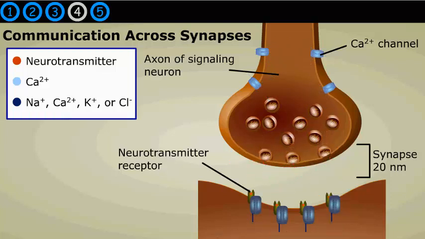Neurotransmitters diffuse across the narrow synaptic space and bind to receptors on the target cell. These receptors are ion gates that are ligand-controlled. When bound to their specific neurotransmitter ligand, the gates open, allowing the flow of ions, either sodium, potassium, chloride, or calcium, into the target cell. The change in ion flow causes a change in the potential across the target cell's membrane.